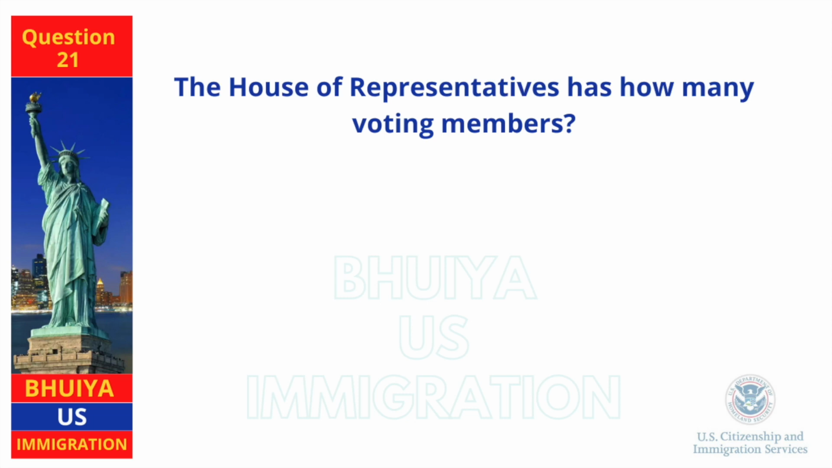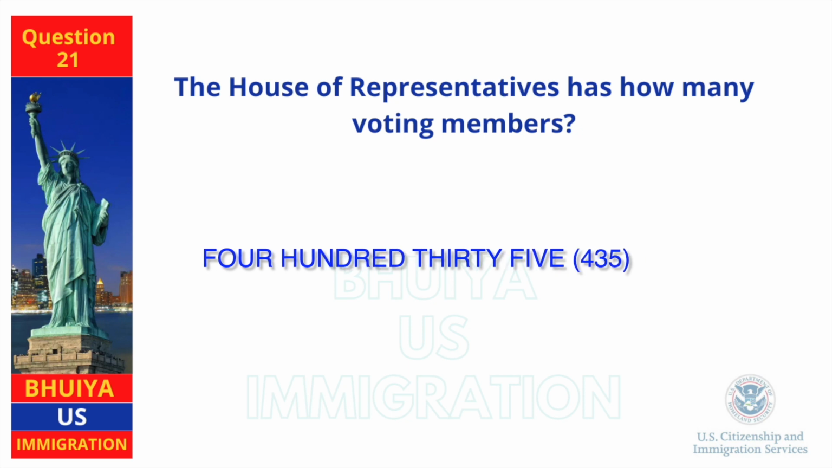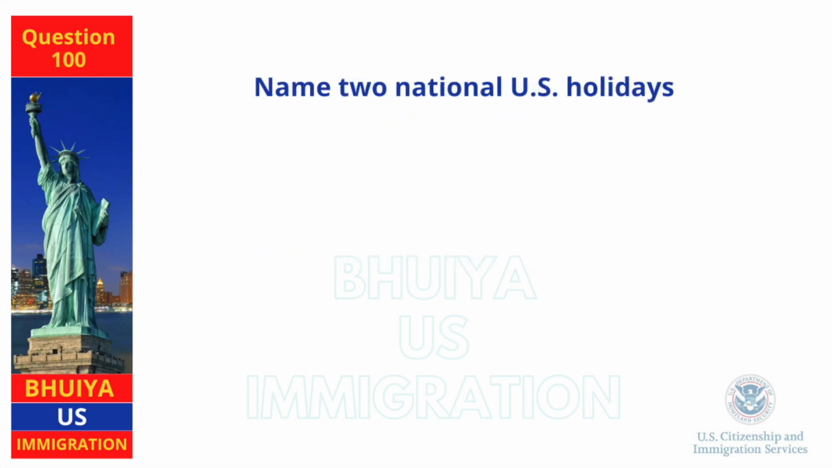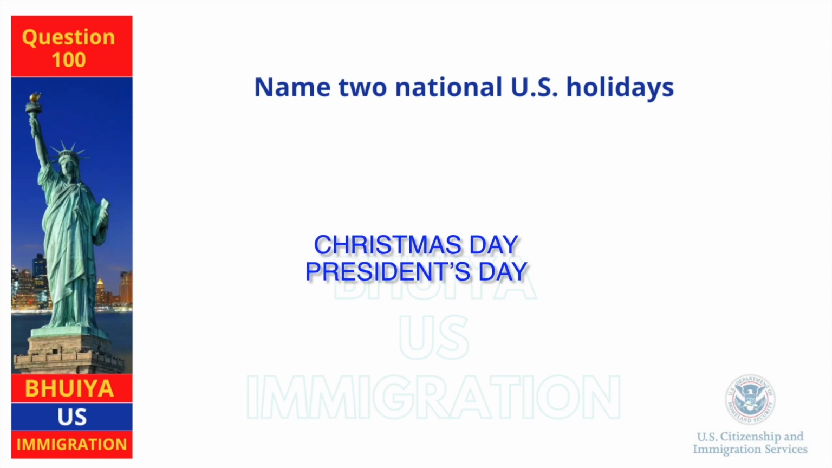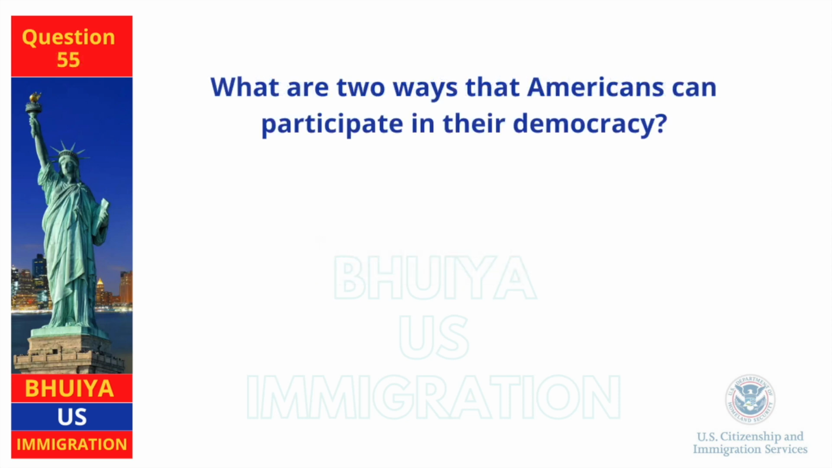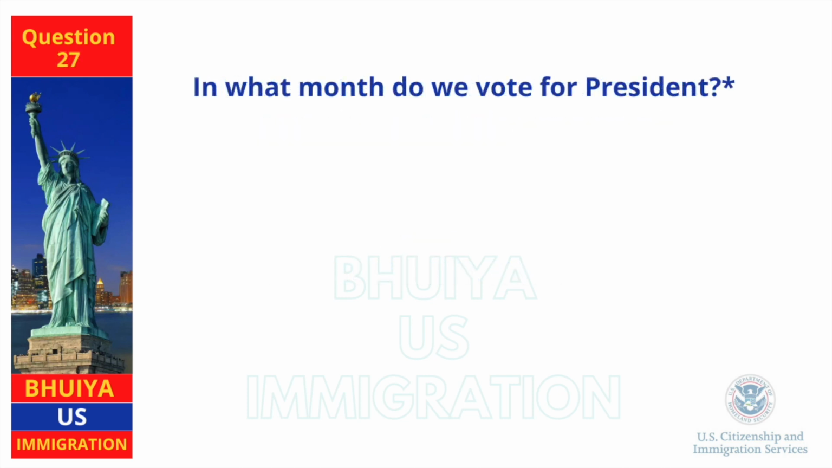The House of Representatives has how many voting members? 435. Name two national US holidays. Christmas Day, President's Day. What are two ways that Americans can participate in their democracy? Vote. Join a political party. In what month do we vote for president? November.